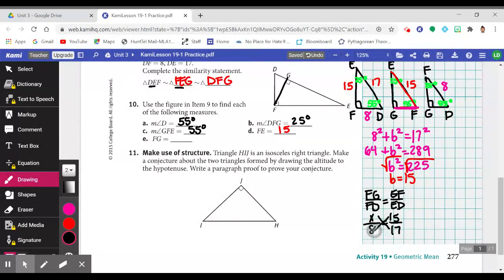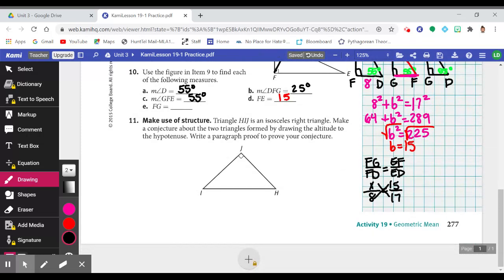I typically use cross multiplication here, although there are other ways to do this that some of you are figuring out. So 15 times 8 is 120. X times 17 is 17x. Divide both sides by 17, and x will be approximately 7.058. So we'll round to the nearest tenth, so it'll be 7.1.